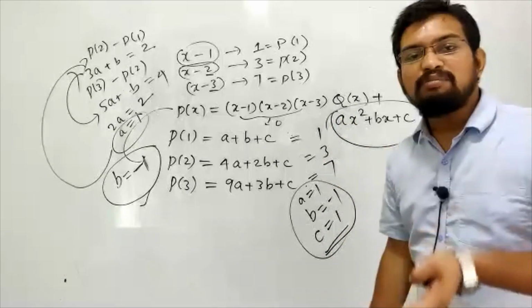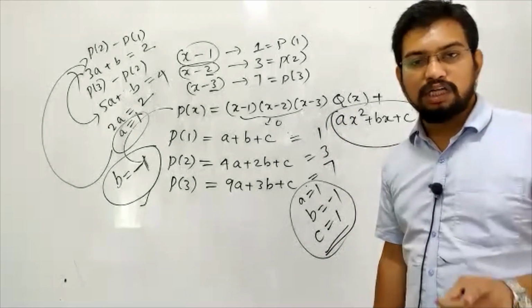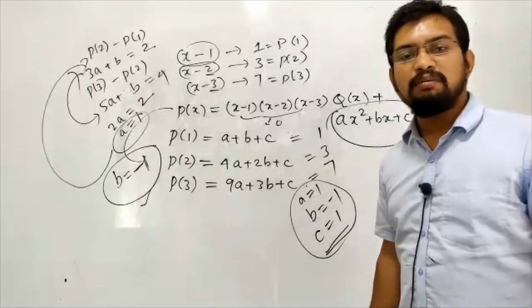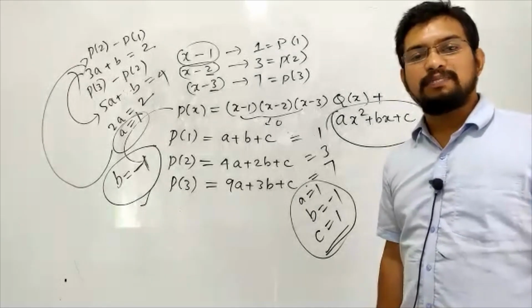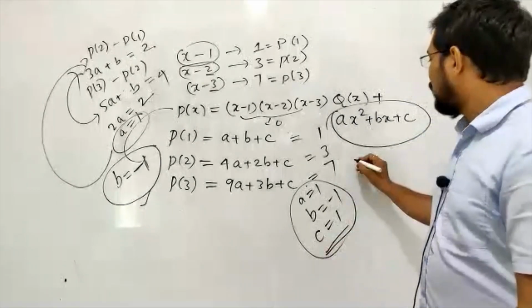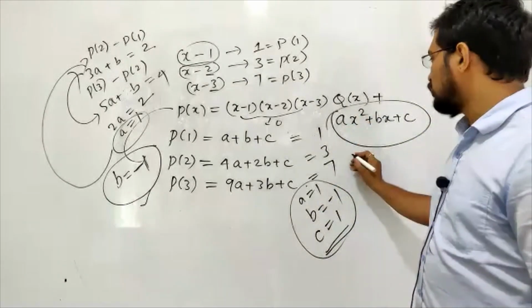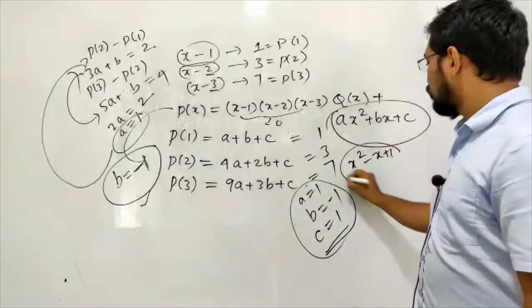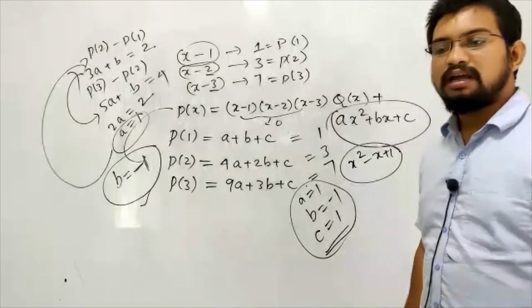You have considered the remainder as ax square plus bx plus c. So for your answer, substitute the values of a, b, c into this one. So you get x square minus x plus 1. So your answer will be x square minus x plus 1.